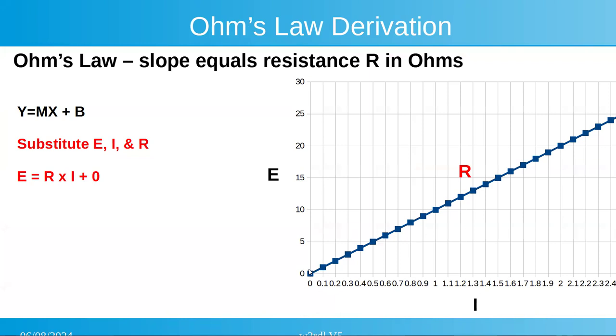This is kind of an example of how he did it, and if you plot voltage versus current, you're going to get this straight line and the slope of that line is the resistance. So it's the standard first order linear formula of Y equals mx plus b. And you can substitute the E, I and R terms, and you come out with the potential is equal to the resistance times the current plus the offset from 0. In this case, there's no offset. It's linear and goes through 0.